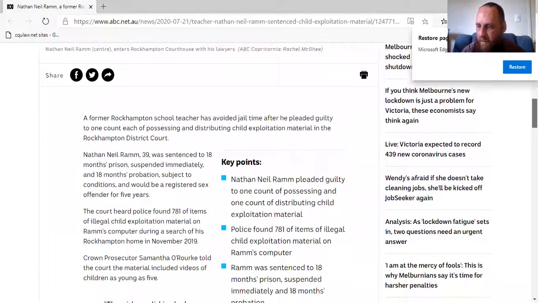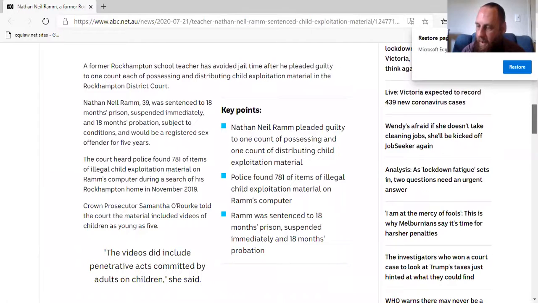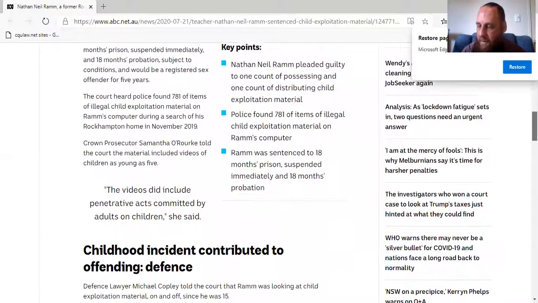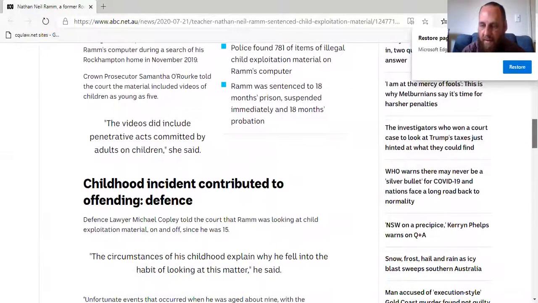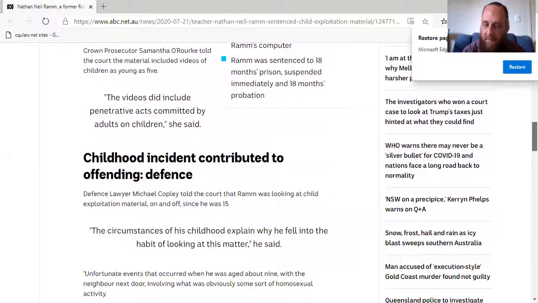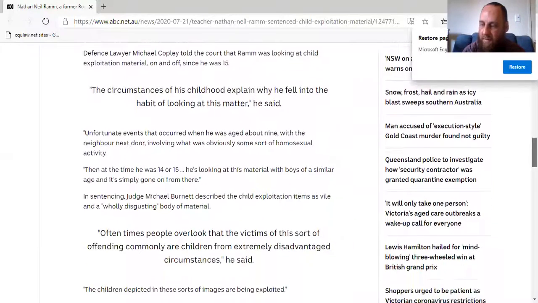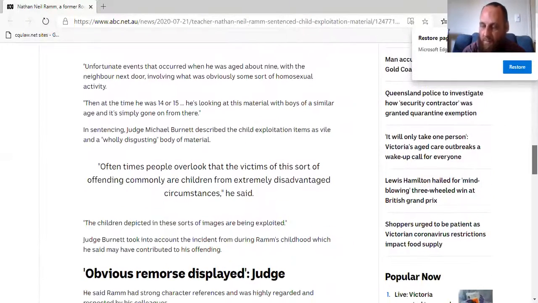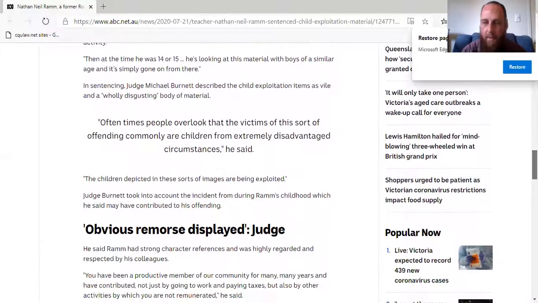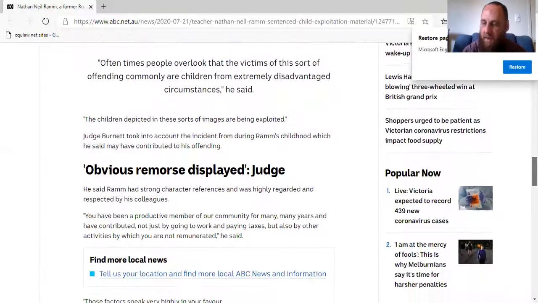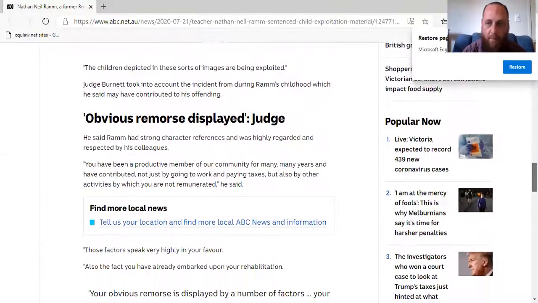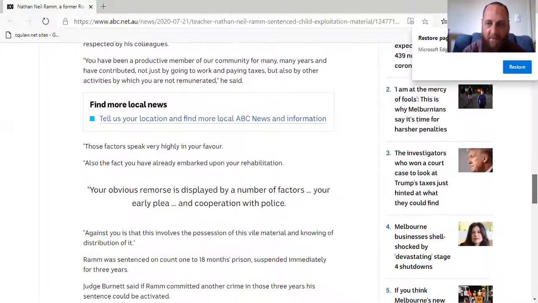This is the result of Queensland Police raiding Rand's home back in November of 2019, where they located a total of 781 items of child exploitation material on Rand's computer. To me, this constitutes an act of cybercrime at the most serious and most heinous level.